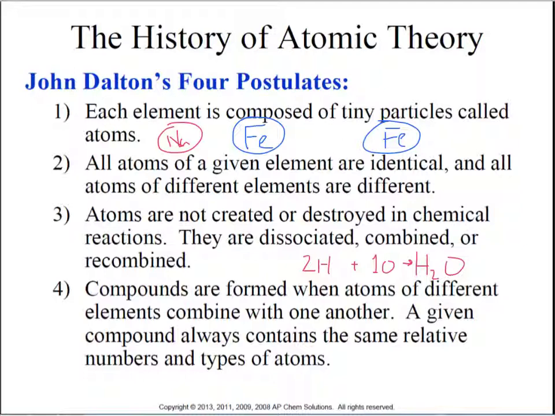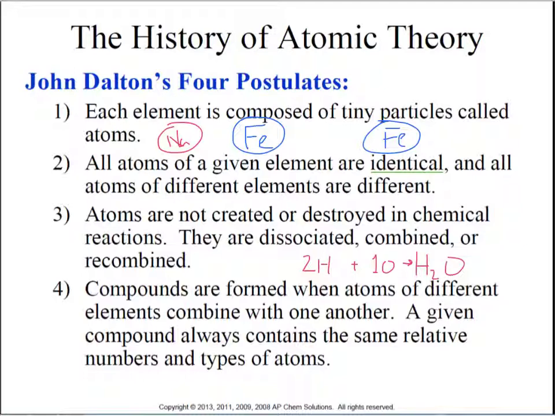Also, it's important to note that he was actually wrong in point number 2. So all atoms of a given element are identical. That's not always the case. They're identical in some aspects, the number of protons specifically. However, isotopes, which have a different number of neutrons and will weigh different, are still the same element.